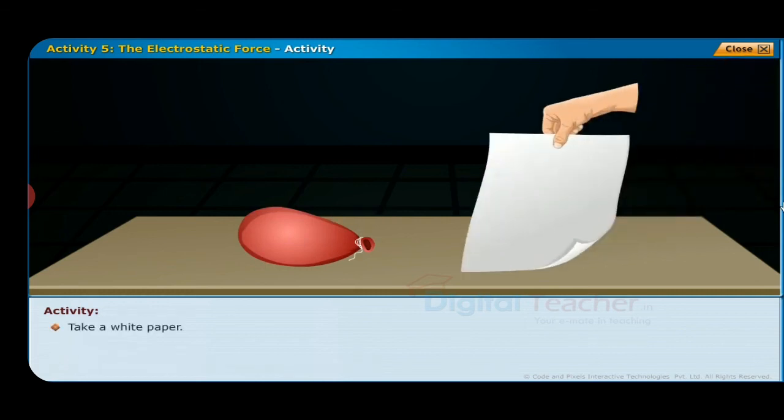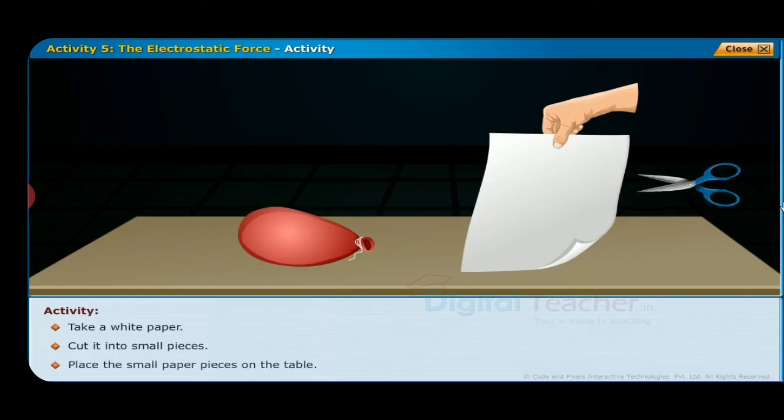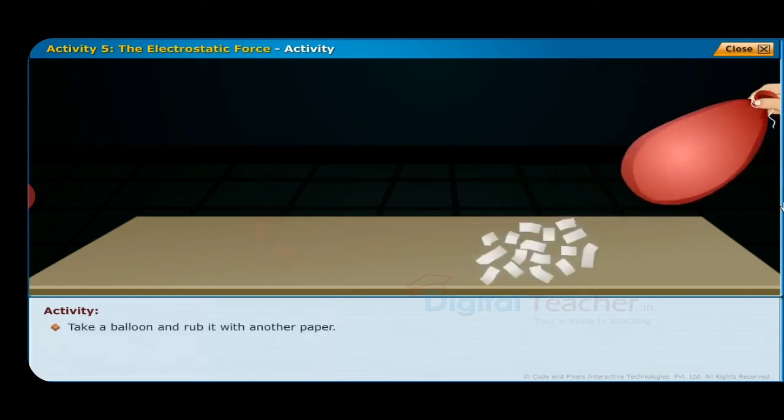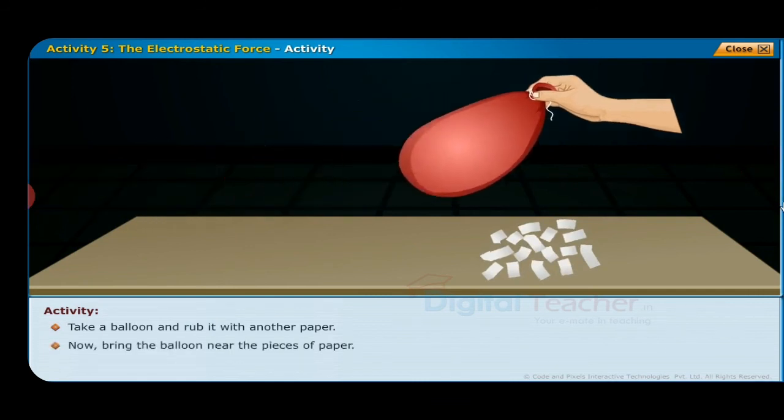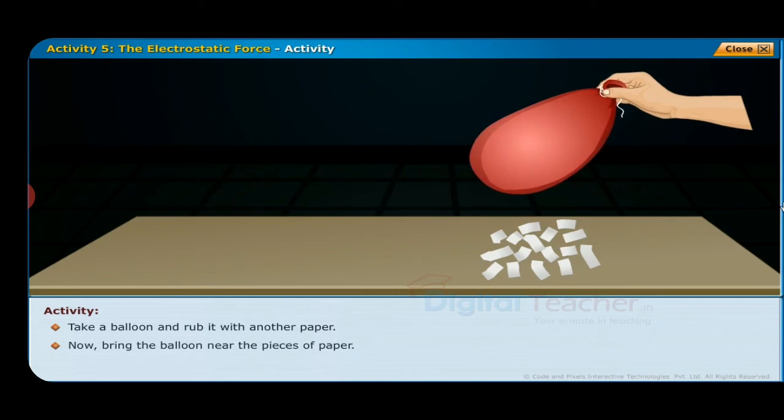Take a white paper, cut it into small pieces. Place the small paper pieces on the table. Take a balloon and rub it with another paper. Now bring the balloon near the pieces of paper. Observe the changes.